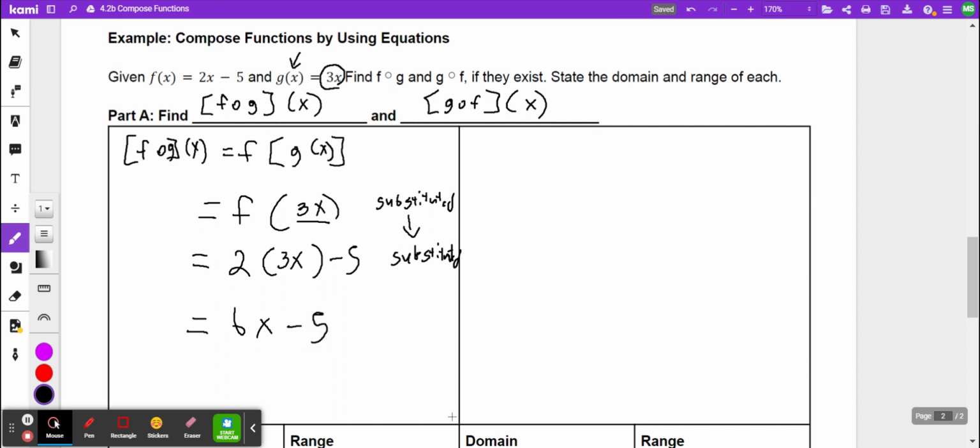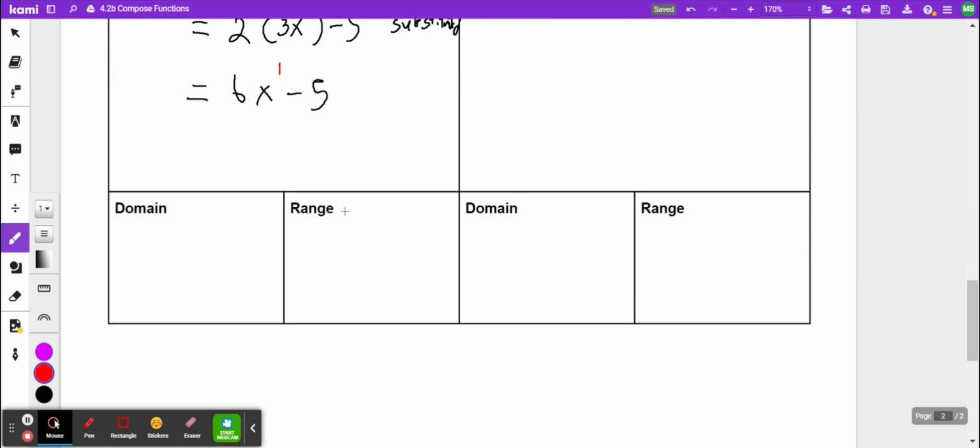It's a line. It's linear because it has an implied degree of 1. So what does that mean? Well, our domain and range will both be all real numbers. All real numbers. All real numbers.